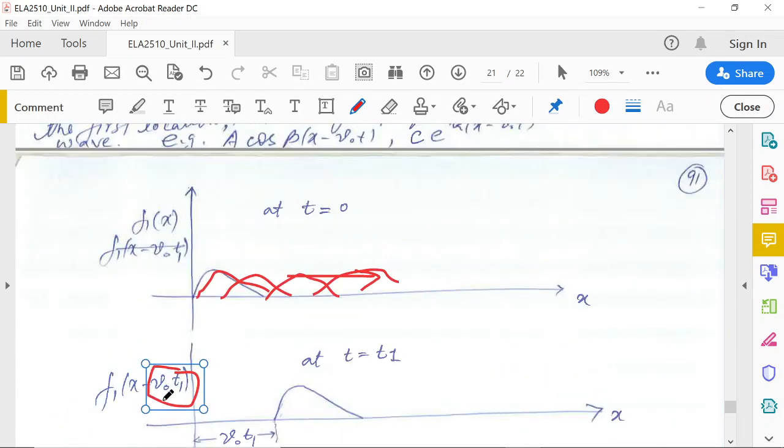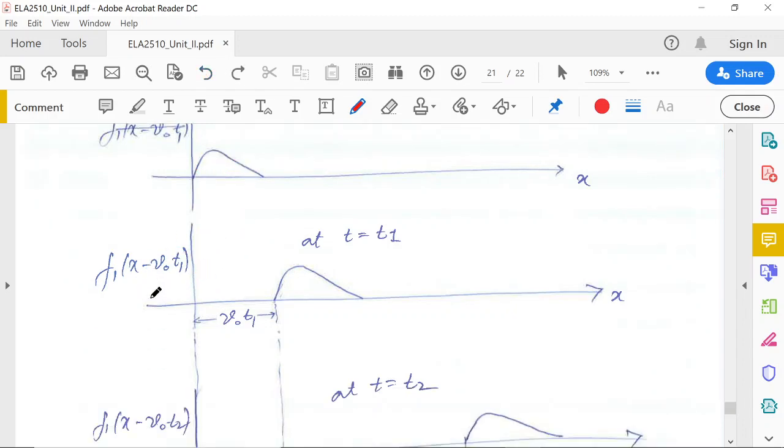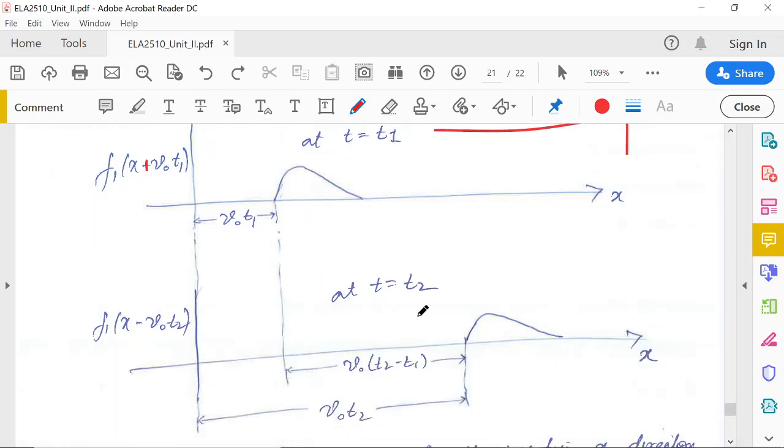Similarly, if we take f of x plus v naught t, if we take a plus here, what will we have now? This will move here. It will be moving in this direction. So now the wave will be shifted in this direction. The same function is moving in the left direction. So we can say that if we have this function, then this wave seems to move in the left direction. That is, we perceive it as a wave moving in the left direction.